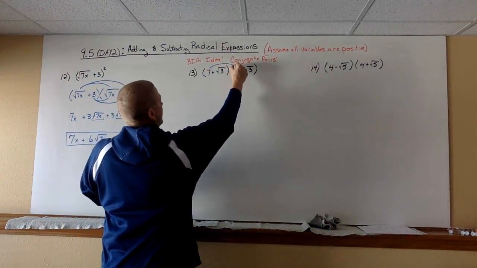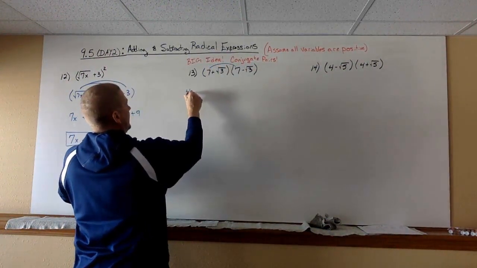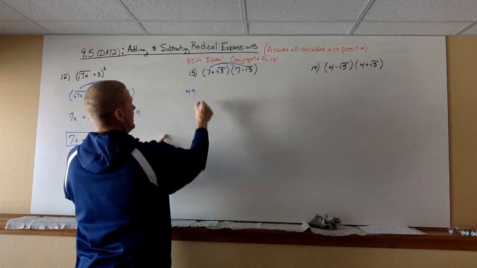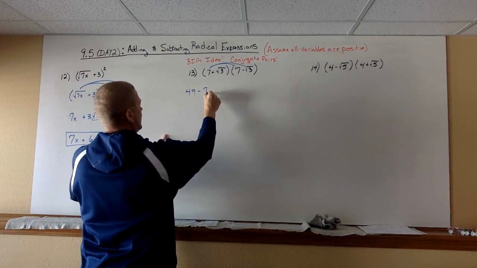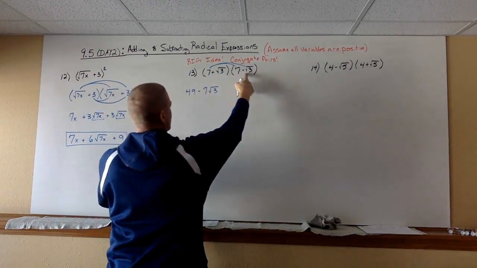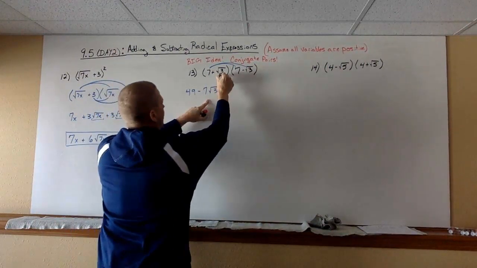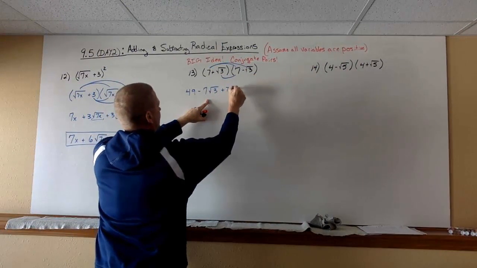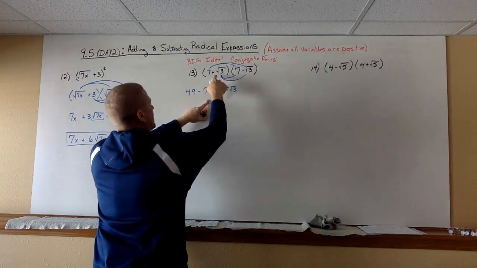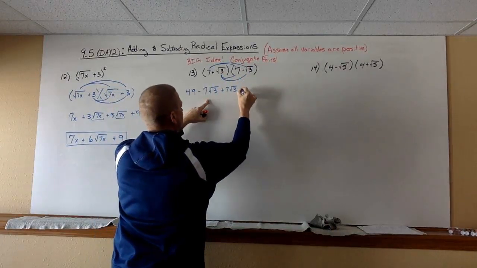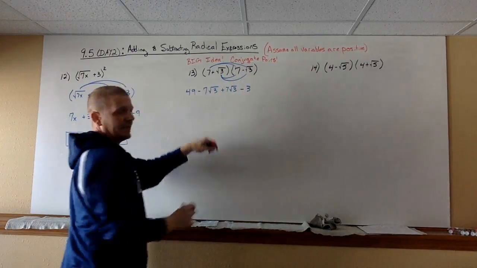So 7 times 7, it's 49. 7 times negative root 3, minus 7 square root 3. Then I've got to distribute my square root of 3. It gives me plus 7 root 3. The square root of 3, positive square root of 3, times negative square root of 3 gives me negative 3.